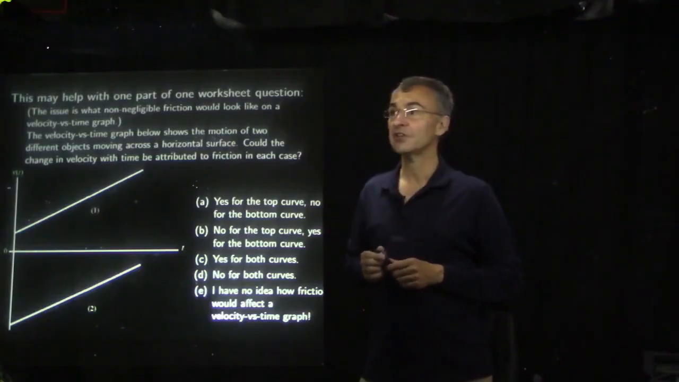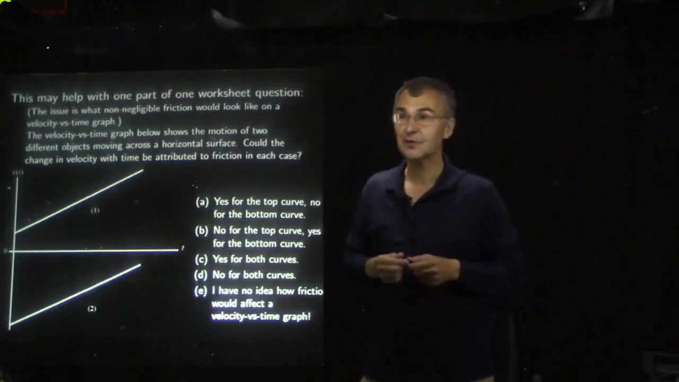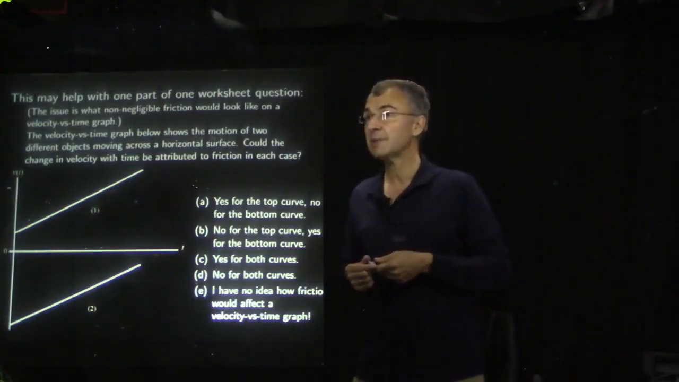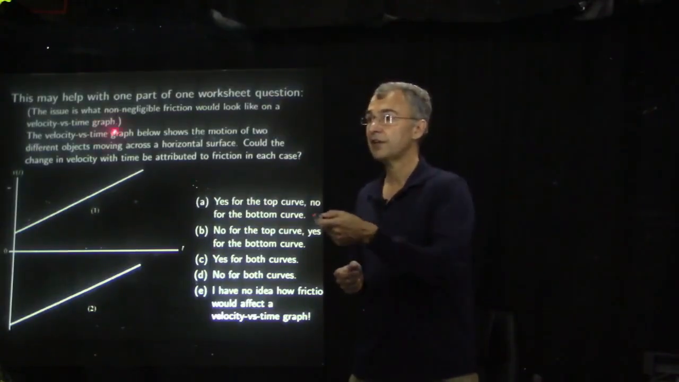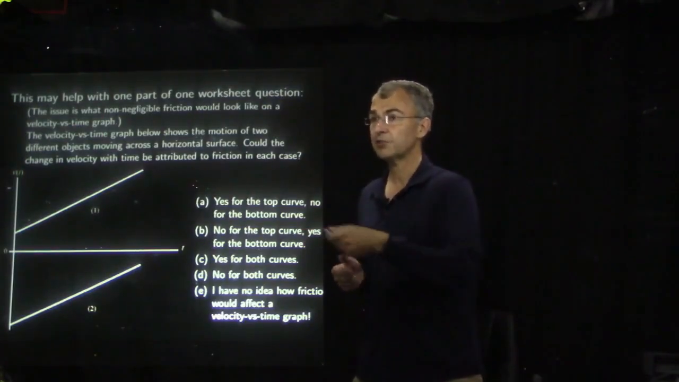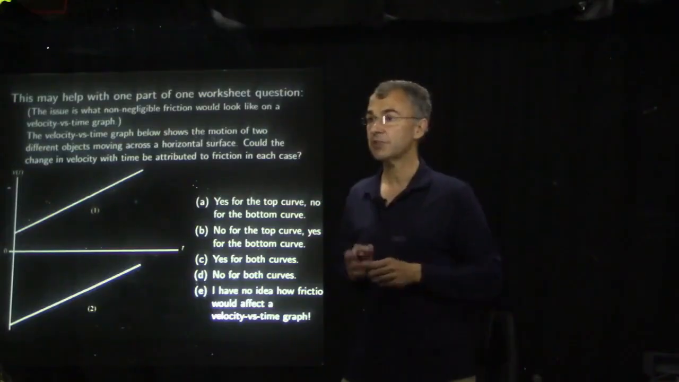There's an example of a velocity versus time graph. The velocity versus time graph below shows the motion of two different objects moving across a horizontal surface. Could the change in velocity versus time be attributed to friction in each case? We don't know anything about friction yet in this course, really, except we know that friction tends to slow down the motion of an object with respect to the surface on which it's sliding. That's all we know at this stage.